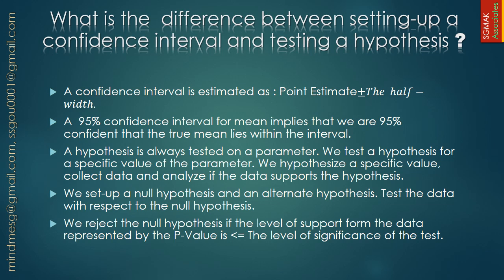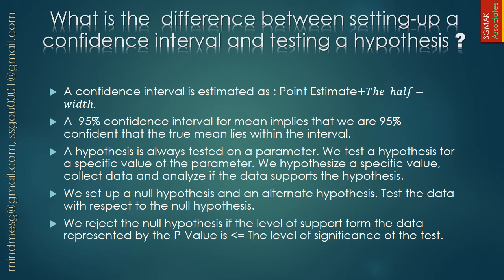A hypothesis is always tested on a parameter. So there's similarity. Confidence interval is set up for a parameter. Hypothesis is always tested on a parameter. We test a hypothesis for a specific value of the parameter. We hypothesize a specific value, collect data, and analyze it to check if the data supports the hypothesis.